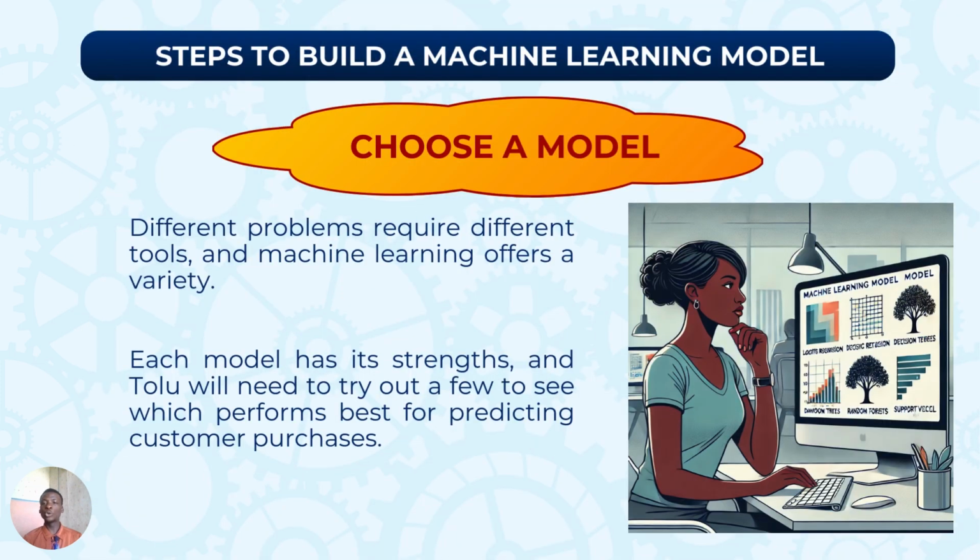Next up, Tolu has to pick the right model. Different problems require different tools, and machine learning offers a variety. For her task, she's considering logistic regression, decision trees, random forests, and support vector machines. Each model has its strength, and Tolu will need to try out a few to see which performs best for predicting customer purchases.